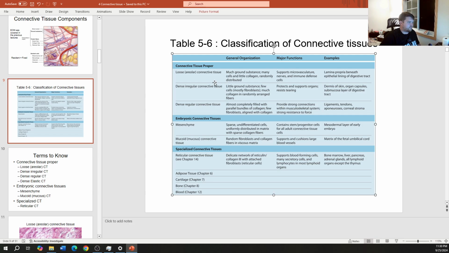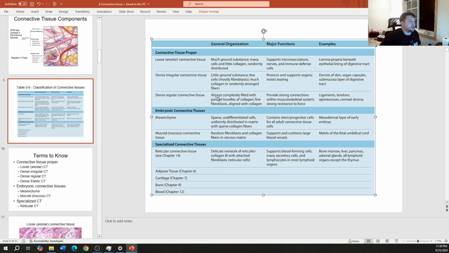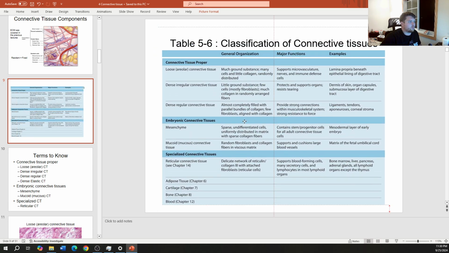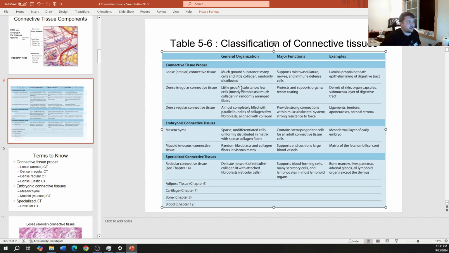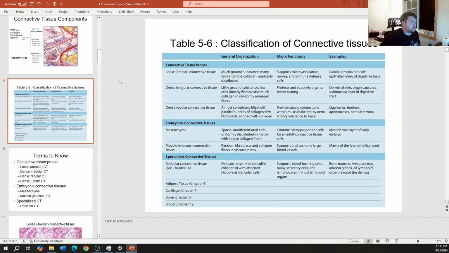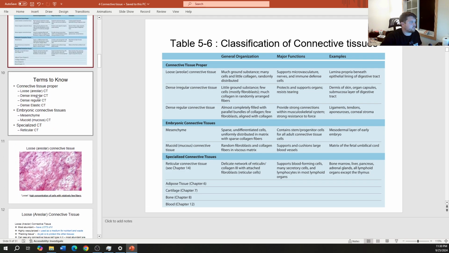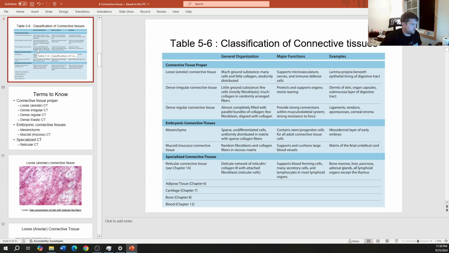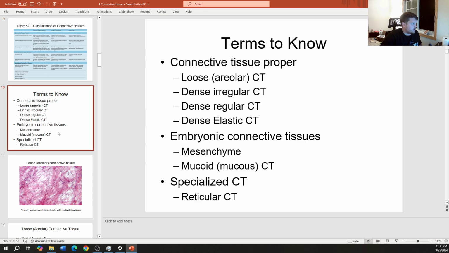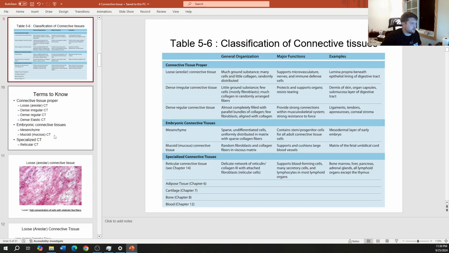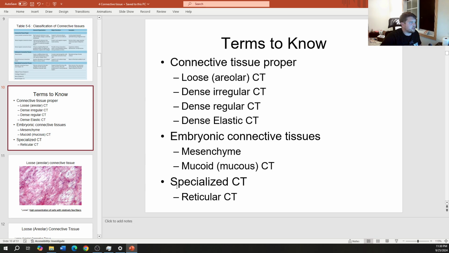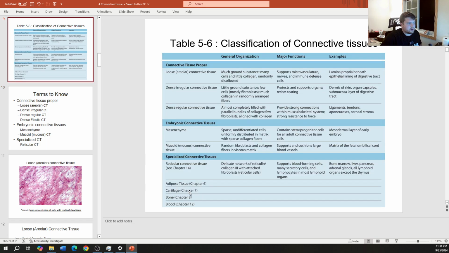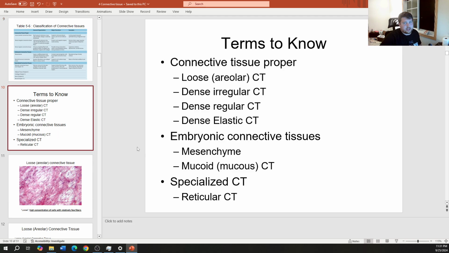Okay, so this is the big graph that gives us a bunch of information, but we're going to take this and we're going to break all of this down as we go through, okay? And these are the main ones that we are going to focus on. We should also actually have this under the specialized. We also do have the adipose, the cartilage, the bone, the blood, which we'll get into briefly.